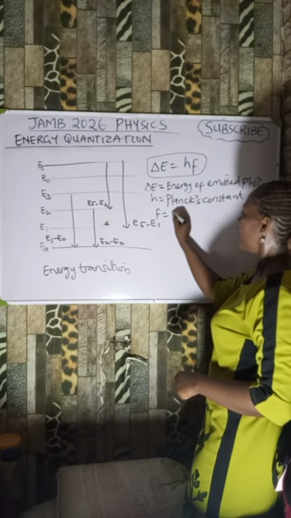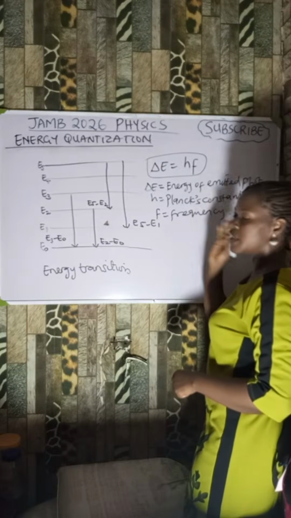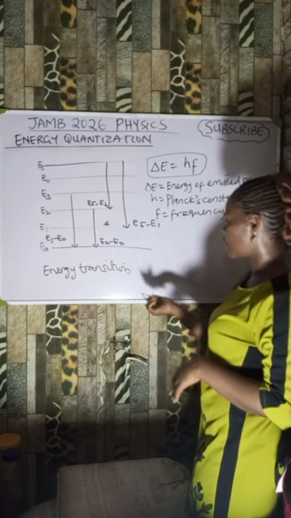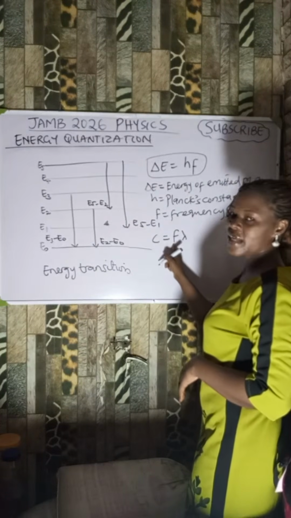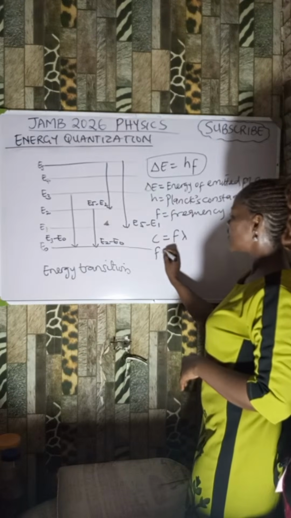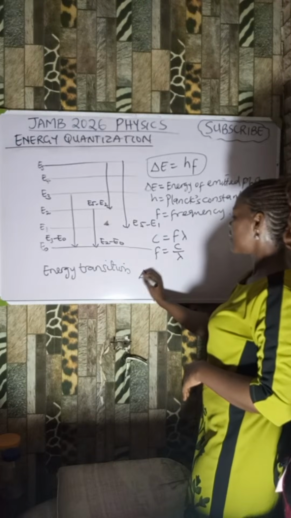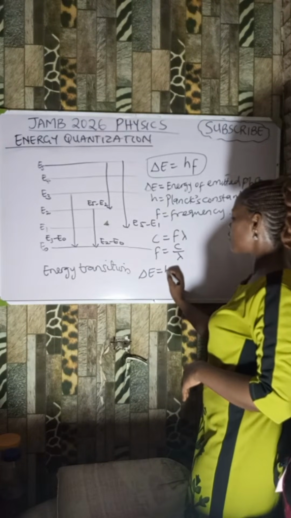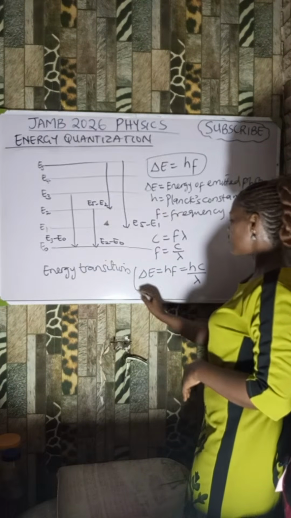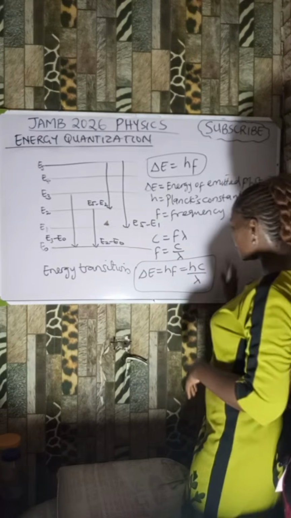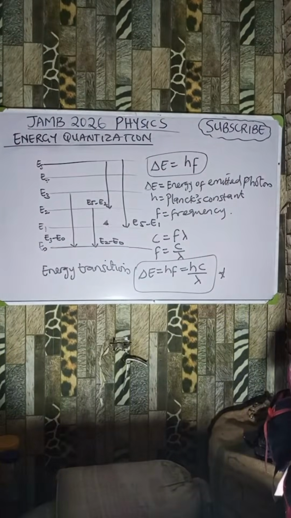Okay, f is frequency. All right, remember that from the speed of light, because electrons can move with the speed of light. Okay, from the speed of light, c is equal to f lambda. If we decide to make f the subject, f is equal to c over lambda, right? So we can put this in this equation to have that the energy of the emitted photon is equal to hf or is equal to hc over lambda. So this is very, very important. Are we clear? All right, so you can put it down. Let's proceed.